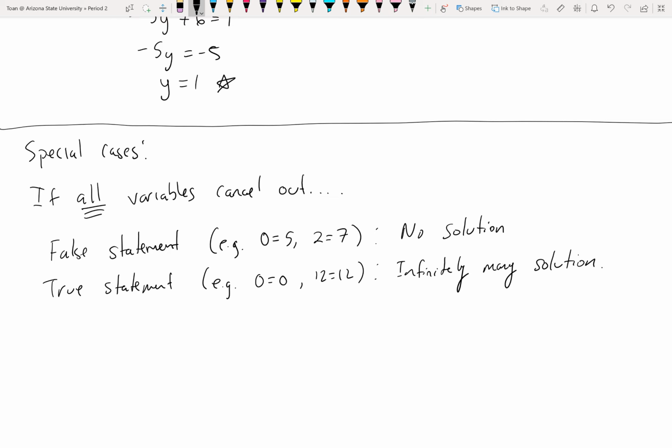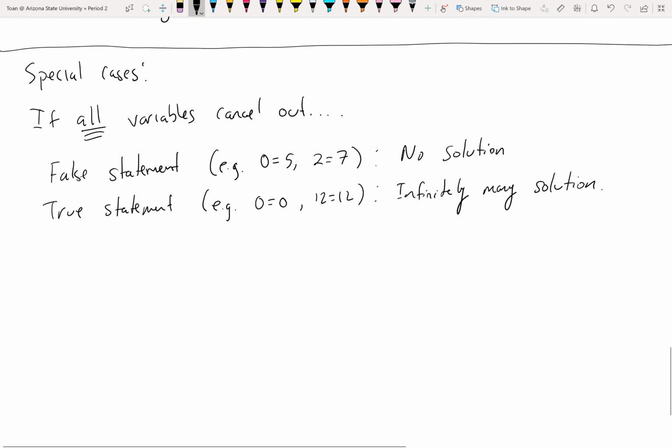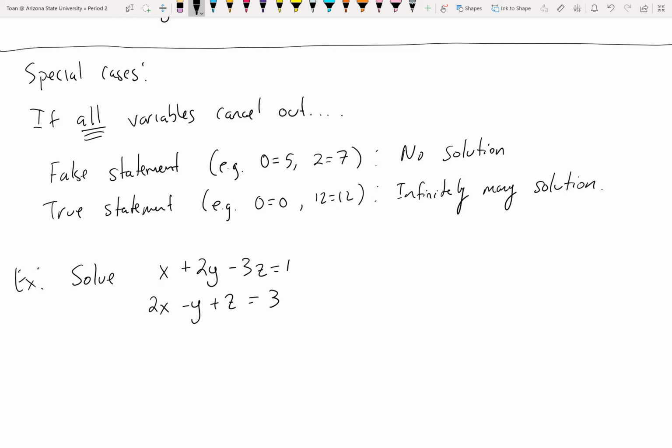Does anyone really need to see an example of that? I did have it prepared. All right, let's just do one really quickly, and then hopefully you can see the idea here. Suppose, now spoiler alert, it's going to be a special case, so you guys already know what the answer is. Well, actually, it's 50-50 guess. Suppose I ask you to solve x plus 2y minus 3z equals 1, 2x minus y plus z equals 3, 3x plus 11y minus 16z equals 1.